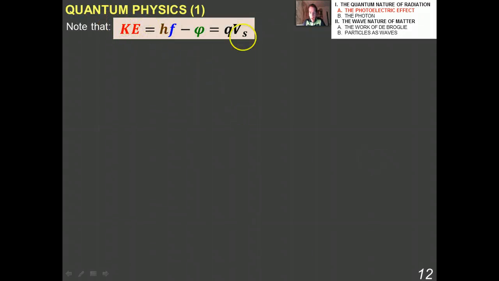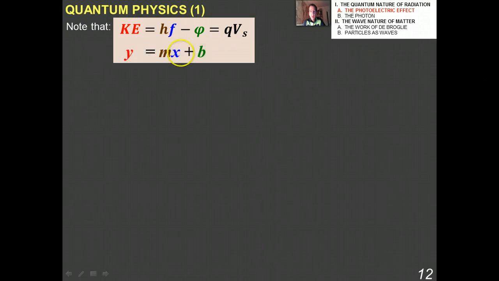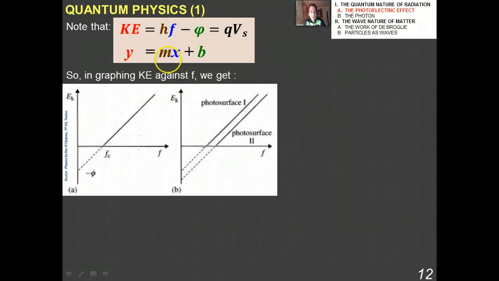Now, here's my equation that I told you was very important before. Note that this is of the form y equals mx plus b, which should remind you of a linear graph. Okay, so when we graph kinetic energy against f, we get linear graphs, okay, where the y-intercept is not 0. Okay, so these are not directly proportional. Okay, and it turns out that the slopes of different photosurfaces are the same, okay, but their y-intercepts are different.